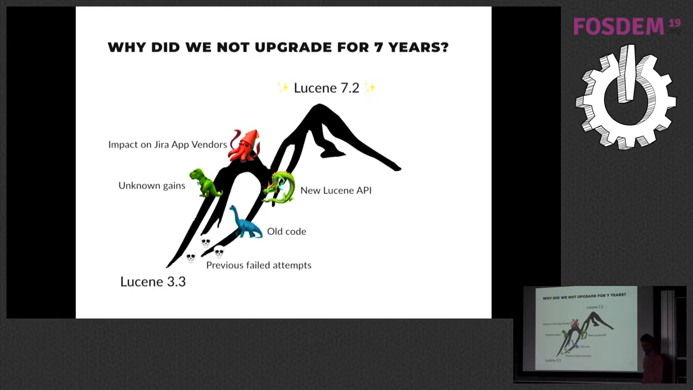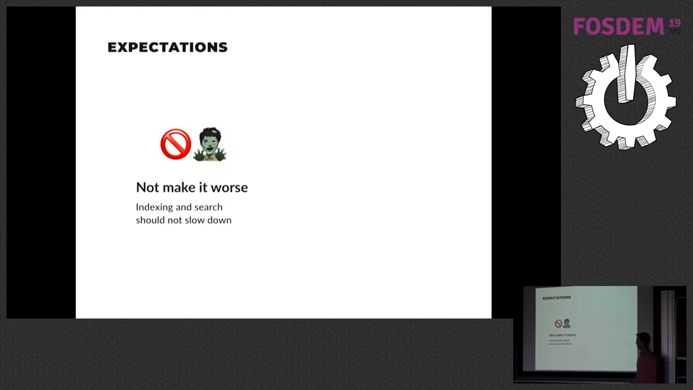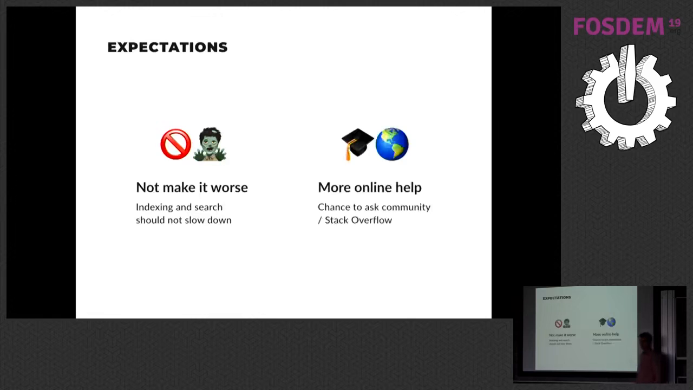So we went for it. The expectations were rather low. Let's just make it not any worse than it was. And let's be more up to date. So then we can get some help online, for example, from Stack Overflow if we have a problem. There are probably more people who know the current Lucene than those who remember what happened 7 years ago.